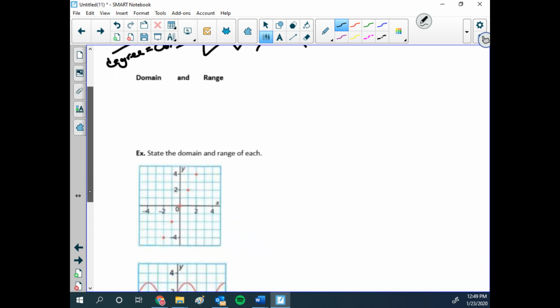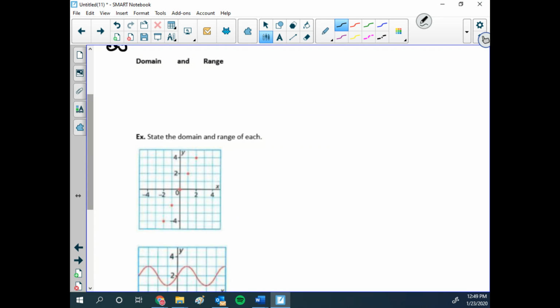All right, domain and range. So one of the big things you need to know moving on. So domain is talking about what values of your graph. All of the possible x values for a graph. And range is talking about all of the possible y values of a graph. And we have two different notations. We have set notation.